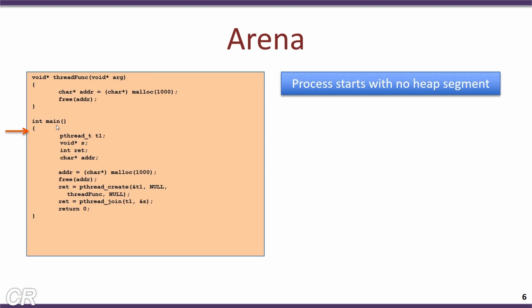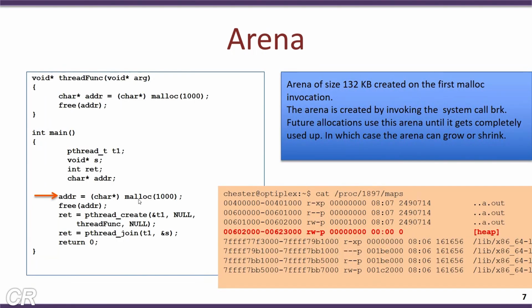As soon as the program starts, it would be surprising for you to know that the size of the heap is initially 0. So essentially the program would start with absolutely no heap segment. Now when malloc first gets executed in this particular statement over here, it results in the ptmalloc code that we have been talking about getting executed.